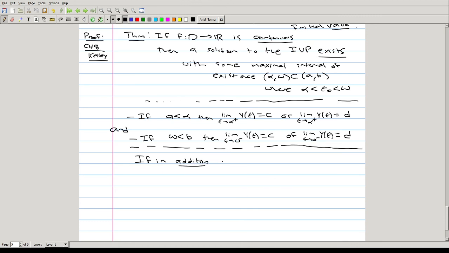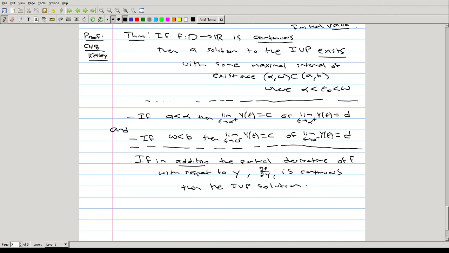So if in addition the partial derivative of f with respect to the dependent variable, so with respect to y, or df dy for short, is continuous, then the solution is unique. And this is a big thing in mathematics. Investigating existence and uniqueness of a given solution.